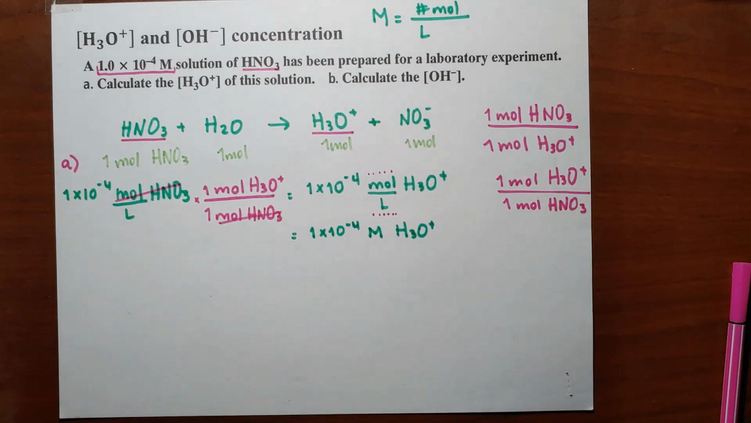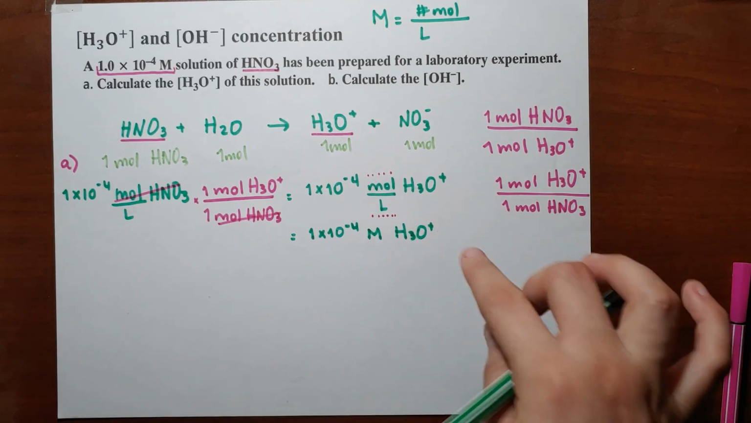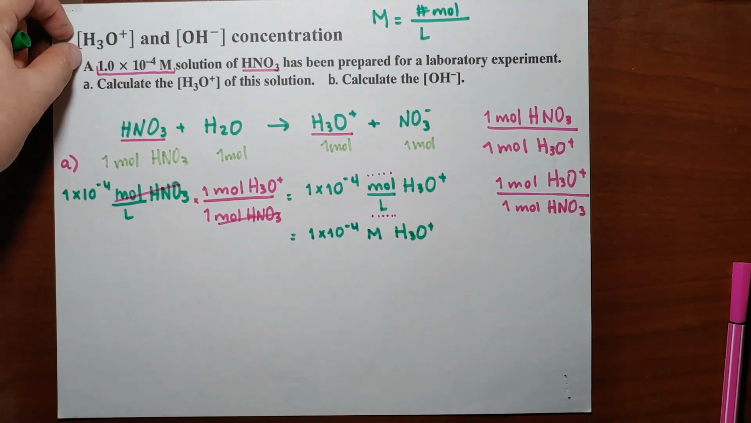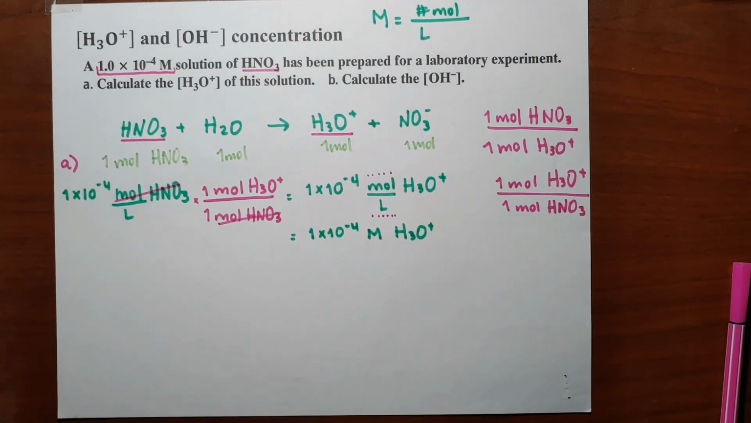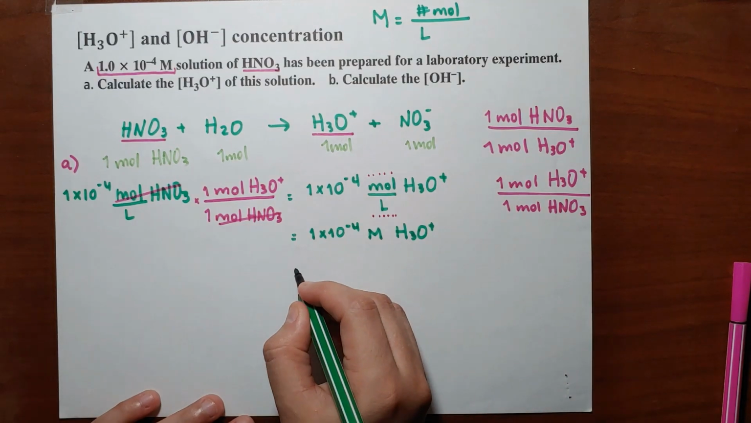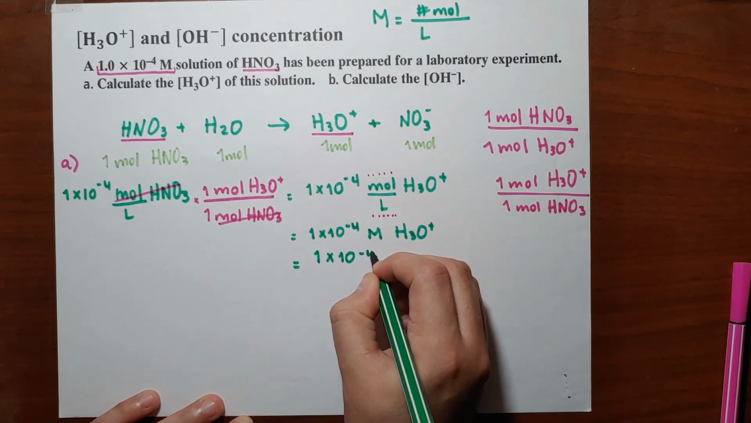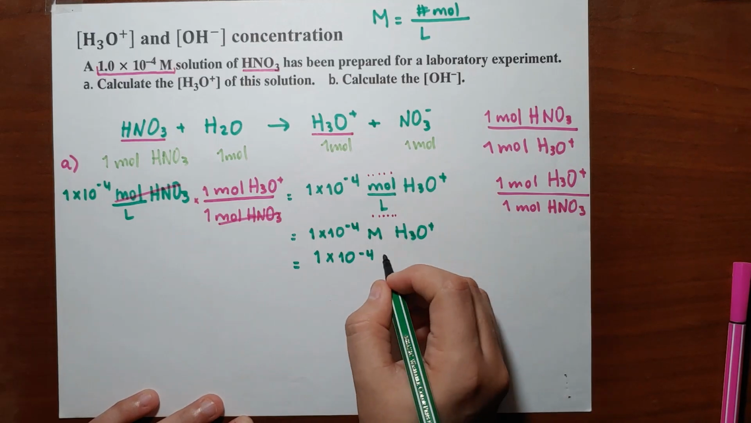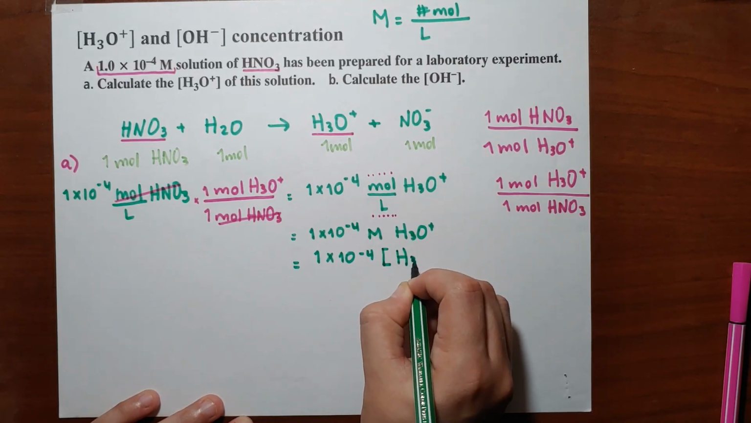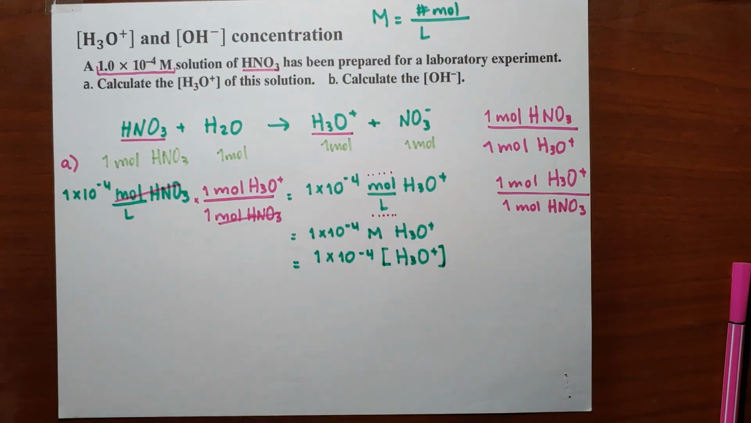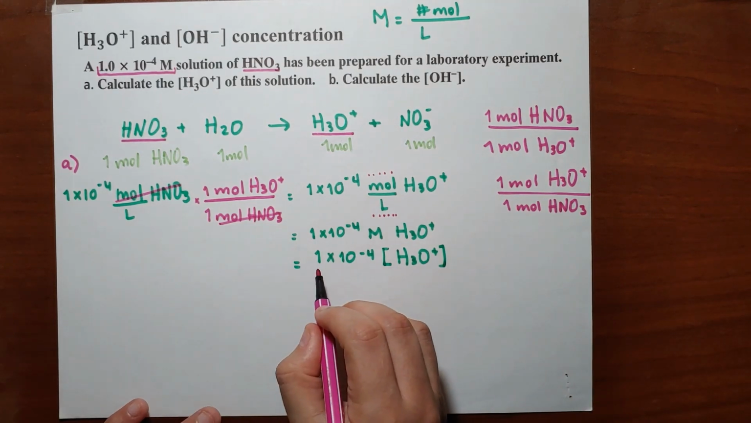Now, this is correct, okay? But there's a standard notation to express molar of hydronium ions, and that way is to put hydronium inside brackets like this. Brackets, hydronium plus mean molar concentration of hydronium ion. So we're just going to rewrite this as 1 times 10 to the negative 4, and instead of molar of hydronium, we're just going to write hydronium in brackets, and this means the concentration of hydronium ions.